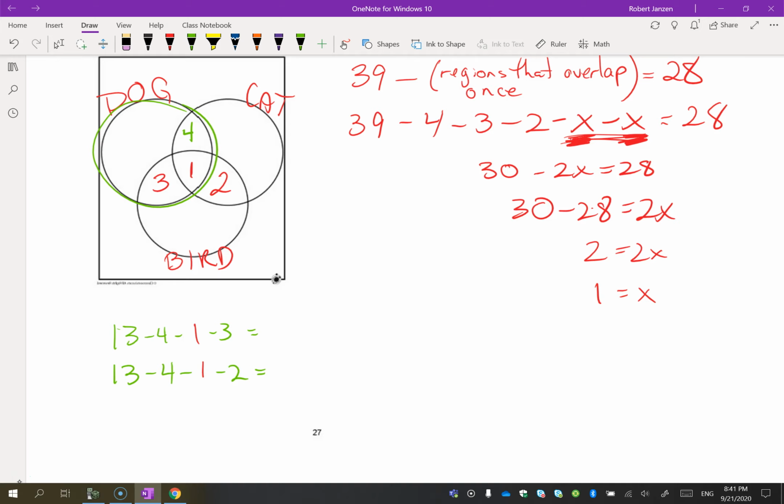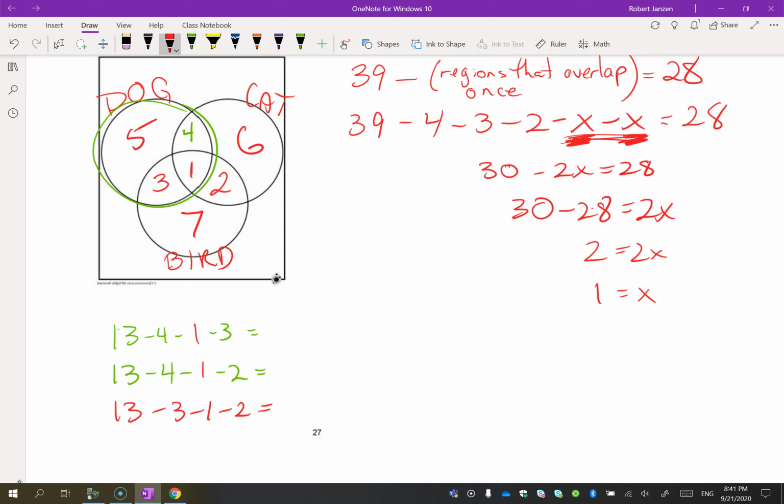Now let's go: 13 take away 4, take away 1, take away 3. That's 5. And this is 6. And 13 take away 3, take away 1, take away 2 leaves me with 7. Okay, now if I add those all up, it should equal 28. Okay, and I think if you do add them up, it does.